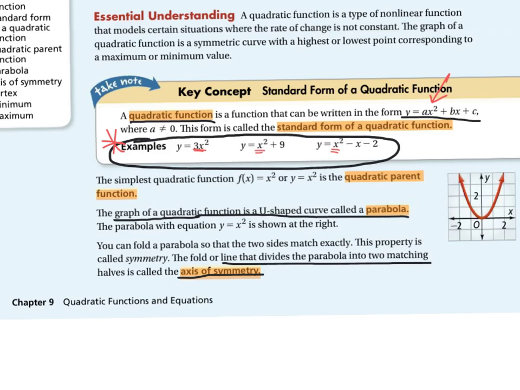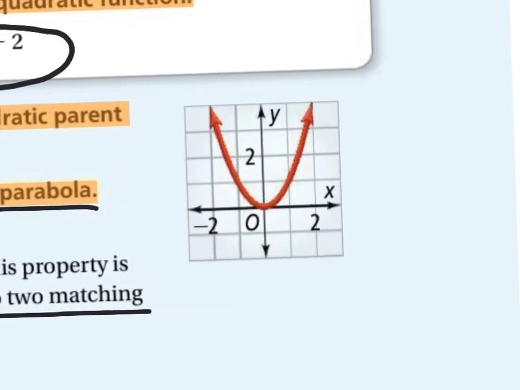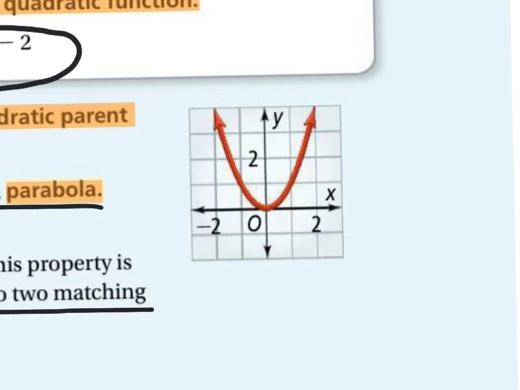So when you graph these functions, it's going to be a U-shaped graph. It's either going to be a U or an upside down U. So it's going to look kind of like this maybe. And we'll talk about how we know if it's going to be a U or an upside down U later.